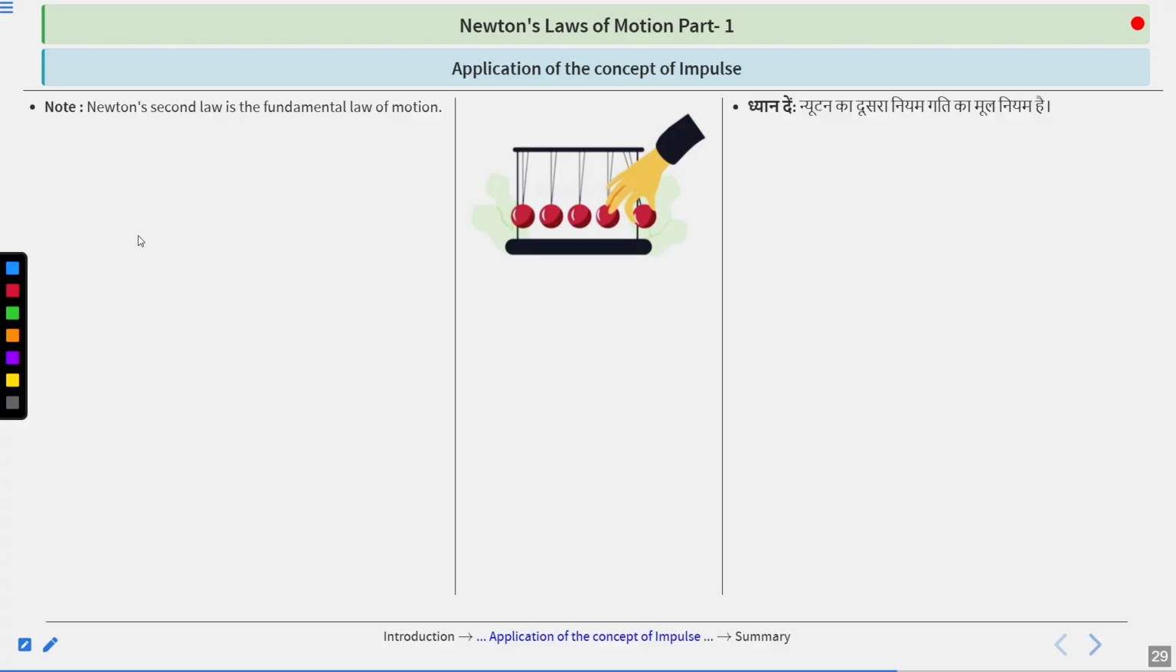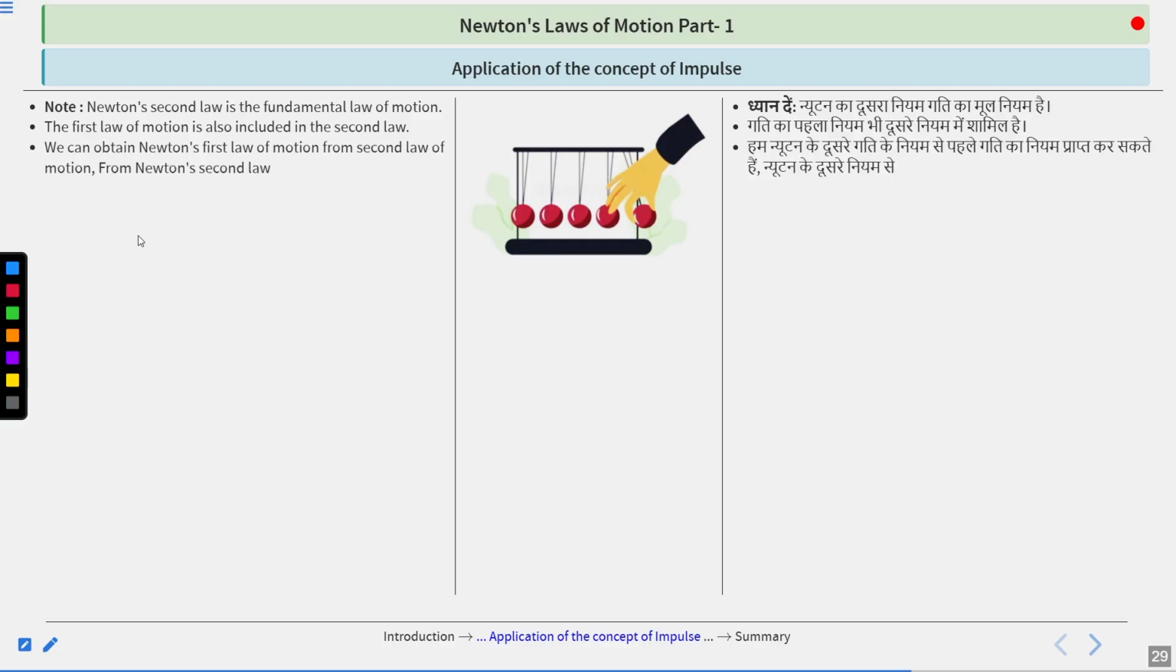Newton's second law is the fundamental law of motion. The first law of motion is also included in the second law. We could obtain Newton's first law of motion from the second law of motion. From Newton's second law, we could say F is equal to ma. If F is 0, then acceleration is also 0.